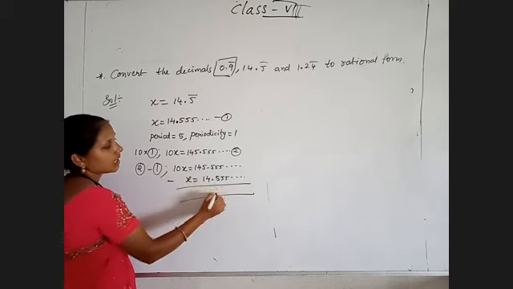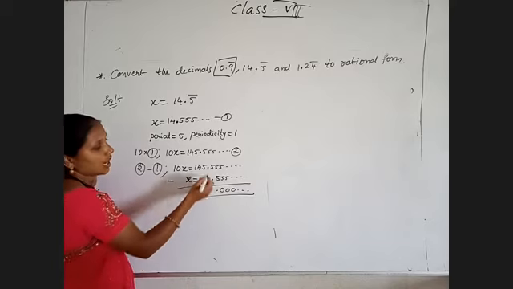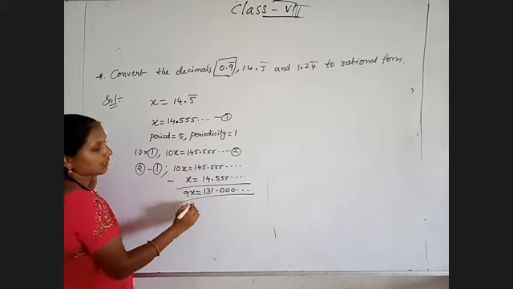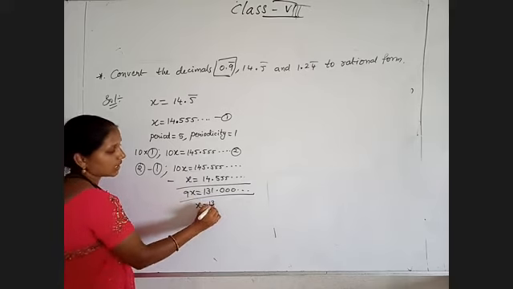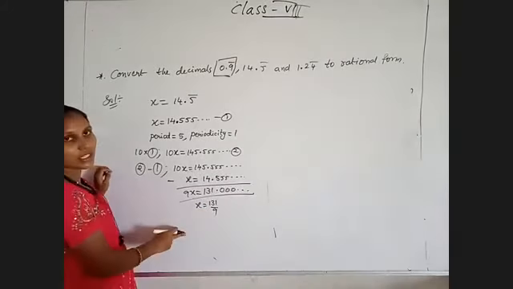What we will get at the decimal place, we will not get any point. All are zeros only. And 5 minus 4 is 1. 4 minus 1 is 3. 131. 9x is equal to 131. x is equal to 131 by 9. That's all. Here no cancellation is possible.